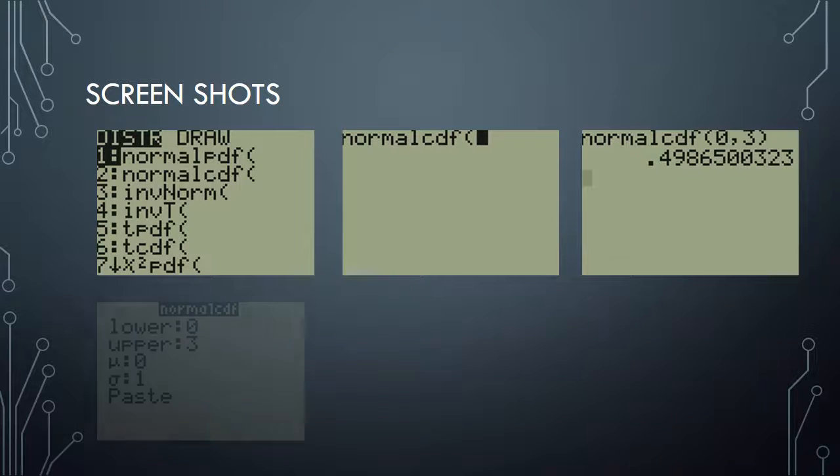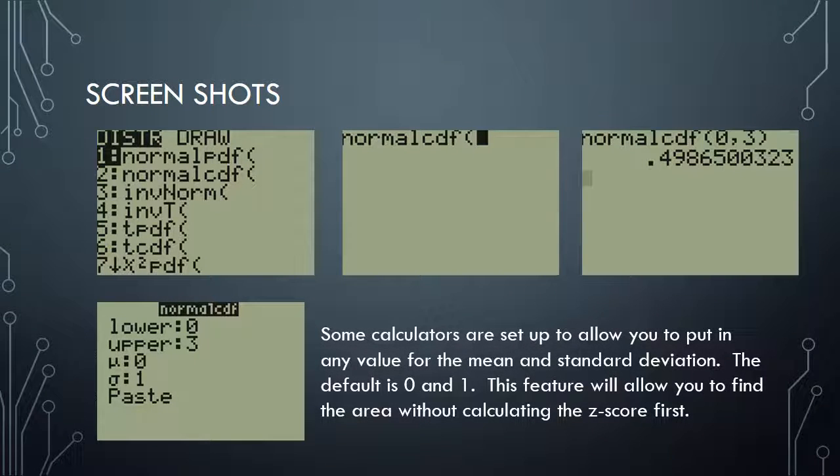Now, some of you have a calculator that when you pull it up, it looks like this. And what this does is it will actually allow you to put in what you're interested in without converting it to a z-score. So you would actually put in the lower and upper numbers for the raw data you're interested in. You would give the mean and the standard deviation for your data, and then you click on paste, and that will paste it into the home screen. Then you hit enter, and it will give you the area under the curve for that data.